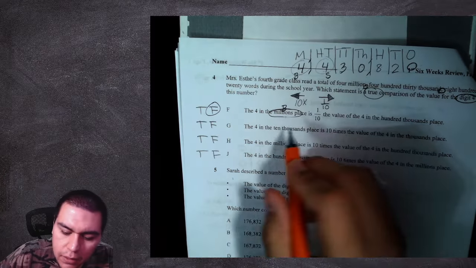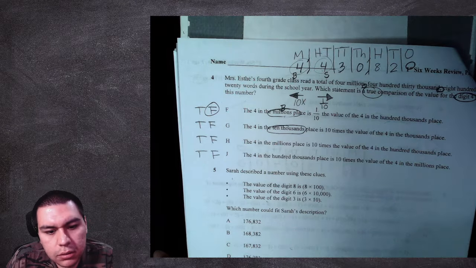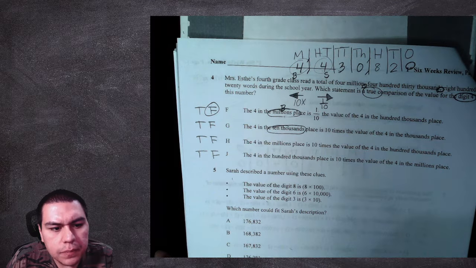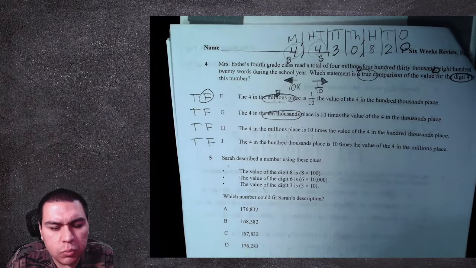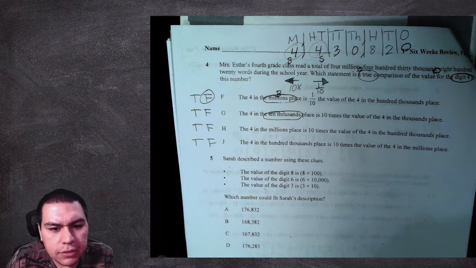G, the four in the 10,000s place. The four in the 10,000s. There's something strange about that answer choice. Who can tell me what is strange about that answer choice? What's weird about that? The four in the 10,000s place.